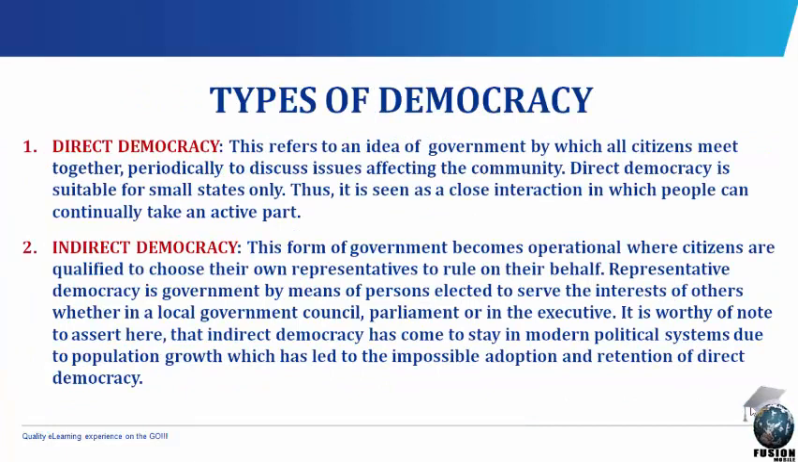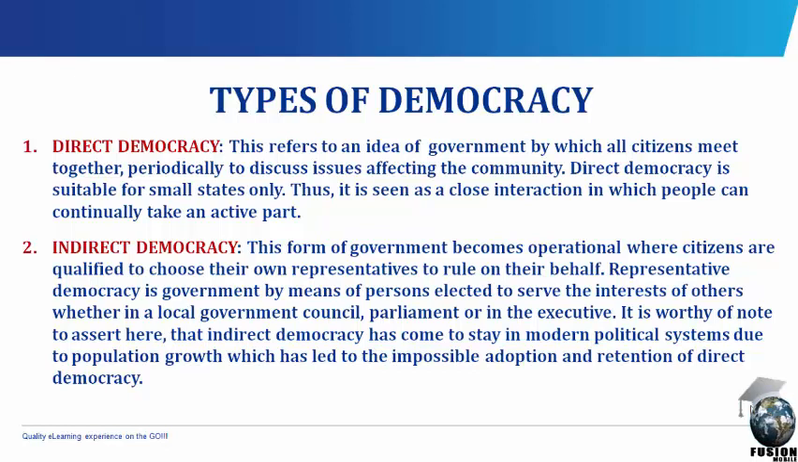We now come to the types of democracy. We have two types of democracy to discuss in this our lesson. Number 1, we have direct democracy. This refers to an idea of government by which all citizens meet together periodically to discuss issues affecting the community. Direct democracy is suitable for small states only. Thus, it is seen as a close interaction in which people can continually take an active part.